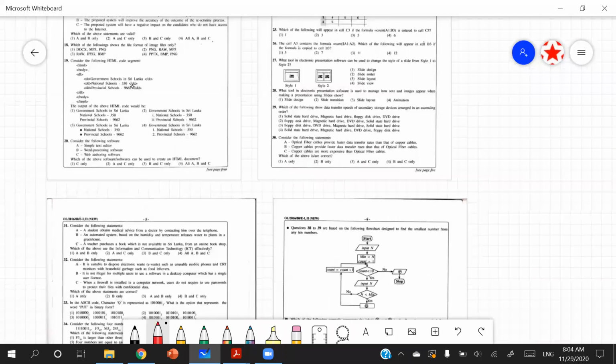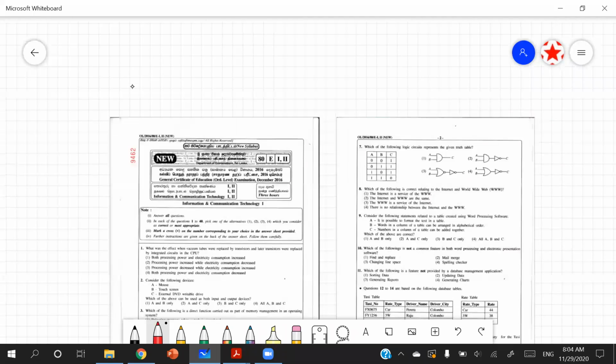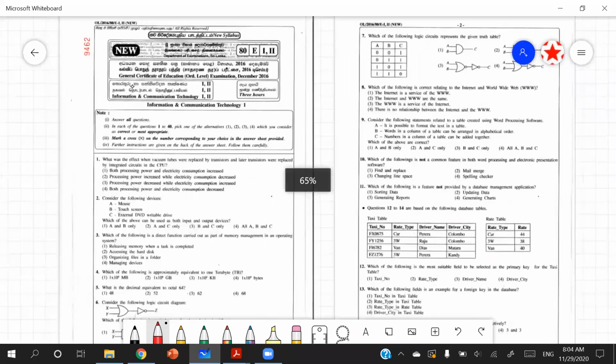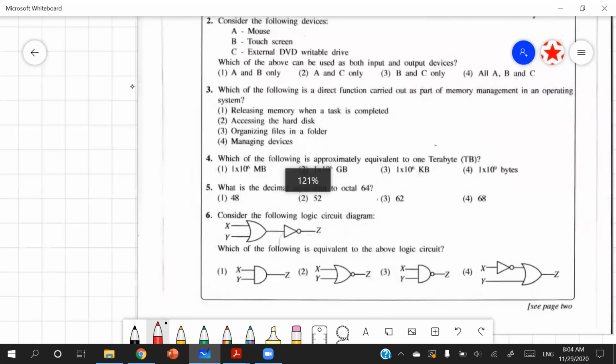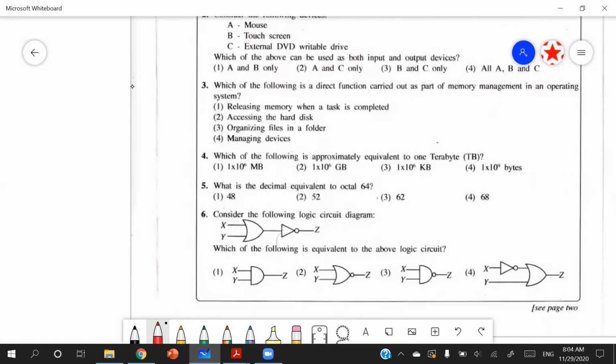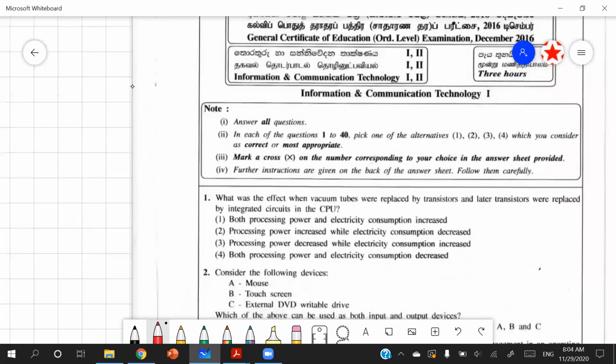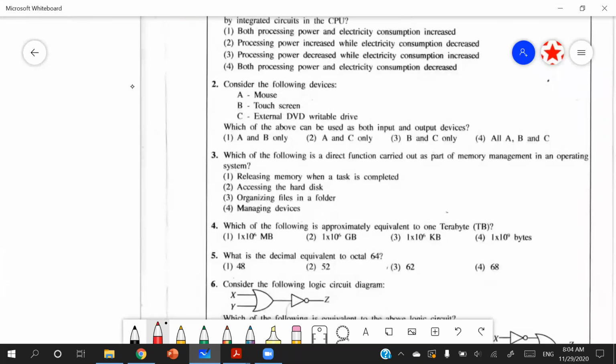Okay, so what we are going to talk about is the third question. Which of the following is a direct function carried out as part of memory management in an operating system? Releasing memory when the task is completed, accessing the hard disk, organizing files in a folder, managing devices. So we can directly say they are talking about memory management. So we can directly go for the first one. Releasing memory when a task is completed, right?